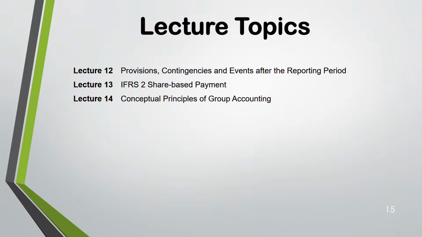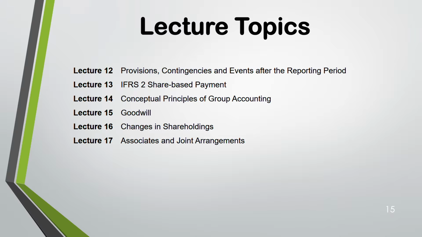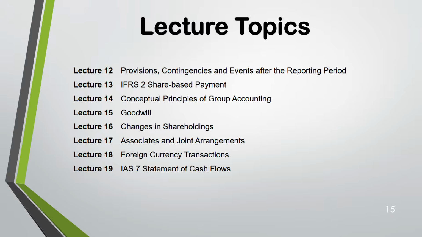First, we are going to finish all the individual parts, element. Then we are going to go to the group accounting. Okay. Then goodwill, changes in shareholding, associates, foreign currency, statement of cash flow. Then once we finish group accounting, from lecture 20, it is about analysis and interpretation. It's about ratios and all.